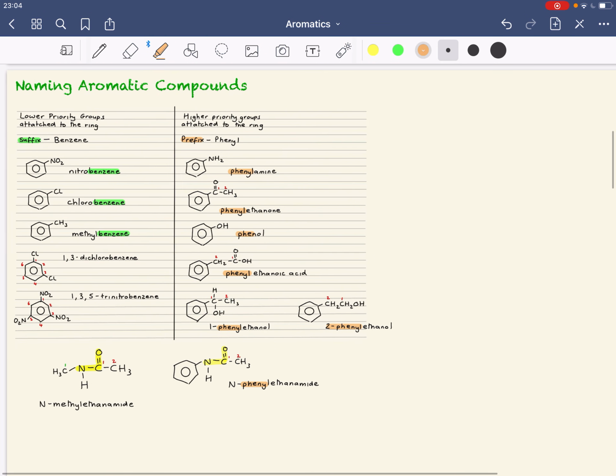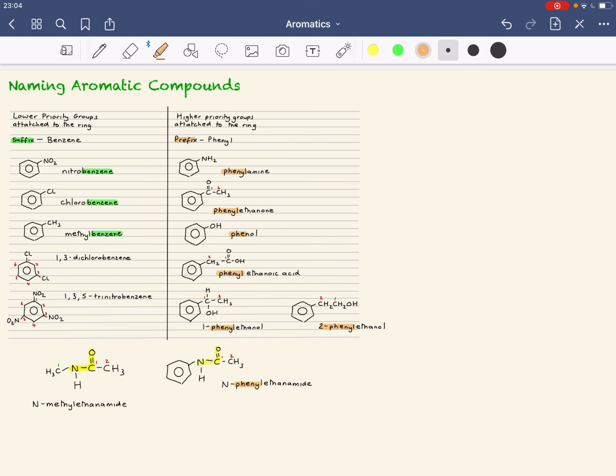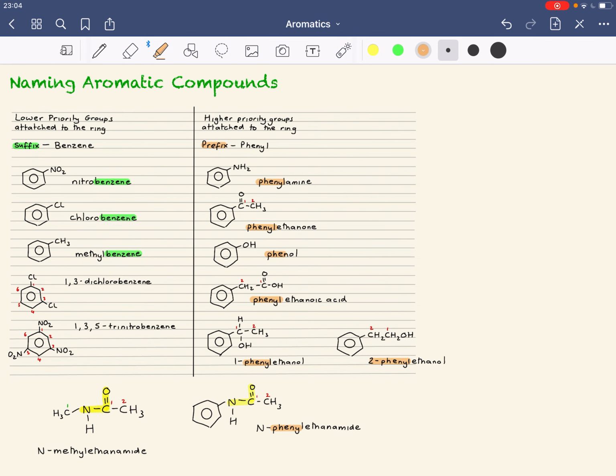So we've had a look at naming aromatics. Where we've got lower priority groups attached to the ring, the suffix is benzene. If you've got higher priority groups attached to the ring, then we usually have phenyl as the prefix, but just be aware that if it's a COOH, then it's simply benzoic acid. And that is a little bit of information about how we would name aromatic compounds.